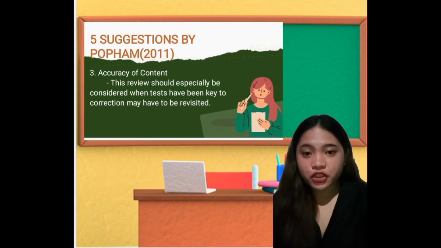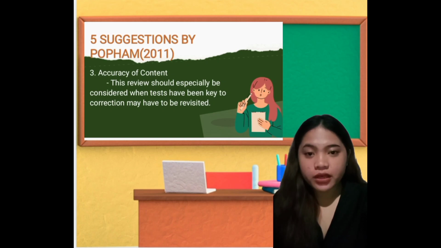So, the third suggestion is accuracy of content. This review should especially be considered when tests have been developed after a certain period of time. Changes that may occur due to new discoveries or developments can redefine the test content of a summative test. If this happens, the items or the key to correction may have to be revisited.